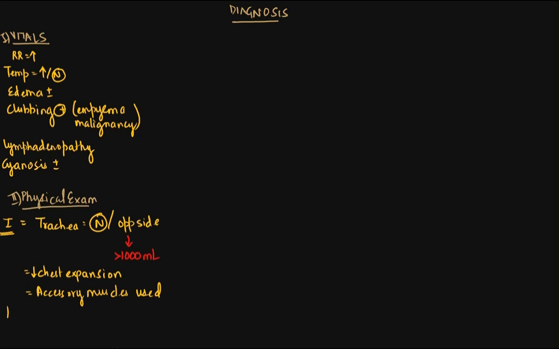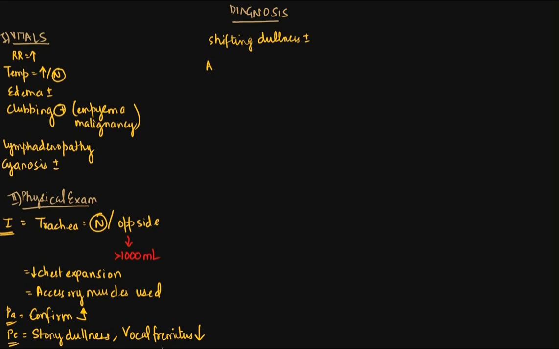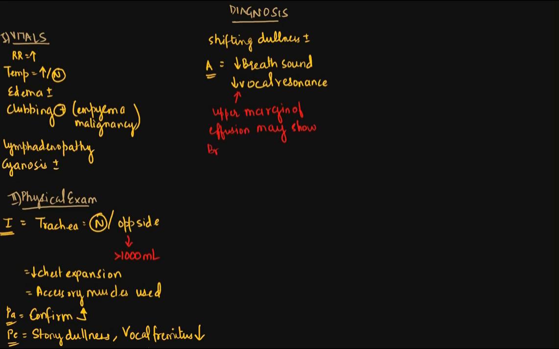On palpation, we confirm the inspectory findings. On percussion, we find stony dullness over the effusion, vocal fremitus is reduced, and shifting dullness may be present. On auscultation, we find decreased breath sounds and decreased vocal resonance over the effusion. However, on the upper margin of the effusion, we may find bronchial breath sounds with egophony and whispering pectoriloquy.